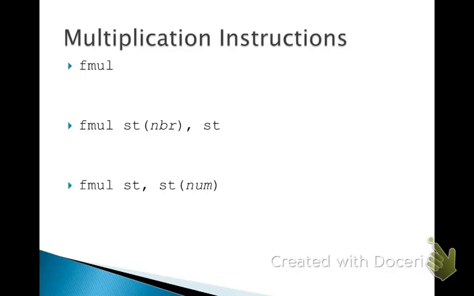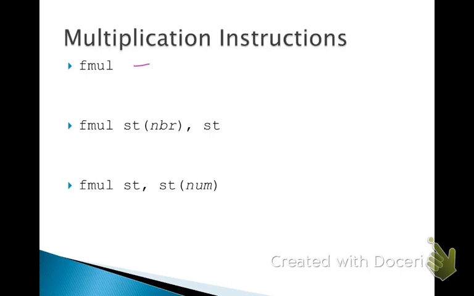Okay, floating point multiplication. Again, here you'll start to see the patterns emerge from when we were looking at floating point add and floating point subtract. You'll see the same pattern showing up in multiplication and division. So we'll go through these pretty quick.